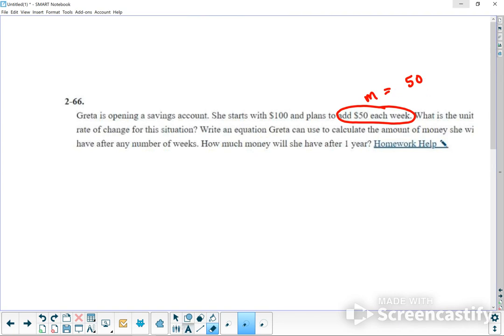And she starts at 100, so that means that's the starting value. That's your b. That's your value, 100. Okay. What is the unit rate of change for this situation? Write an equation that I can use to calculate the amount of money she will have after any number of weeks. How much money will she have after 1 year?